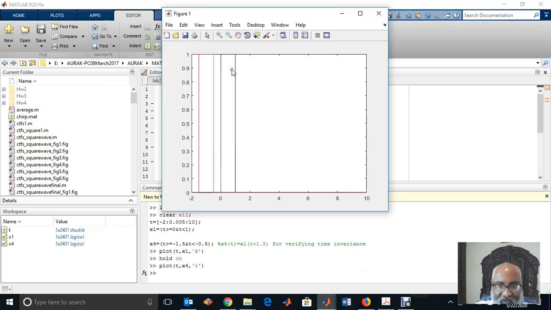You see, the black color is x1. It is 1 between 0 and 1. And the red color is x4. It is shifted; it is between -1.5 and -0.5. So if the input is shifted by this amount, then the output should be shifted by the same amount to be time invariant.